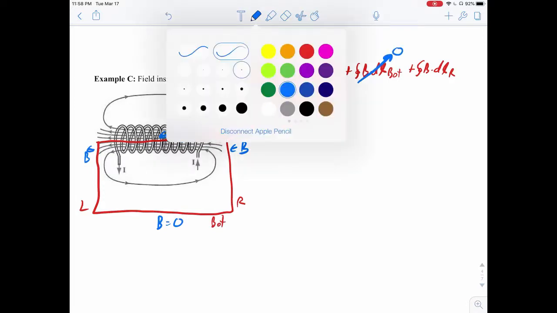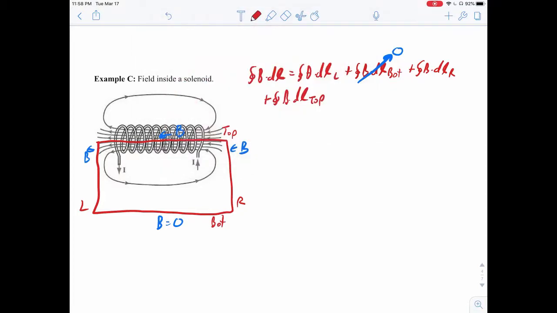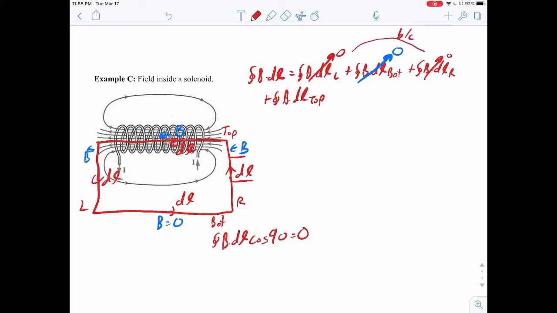Now let's look at both the left side and the right side. Okay, so let's say we have dl going this way. So let's look at the right side here. You have B and dl. dl is up, B is to the left. So if you have B dot dl, it's the dot product, so you have cosine of the angle between them. Well, they're perpendicular vectors. So since they're perpendicular, you get 0. So for the left side and the right side, you get that B dot dl is 0, and that's because those vectors are perpendicular.